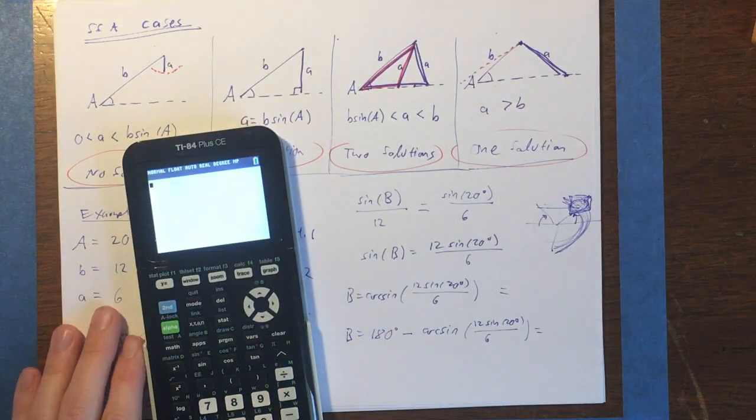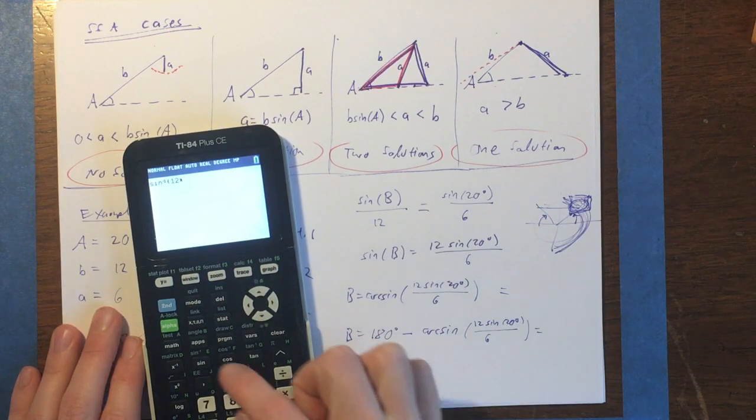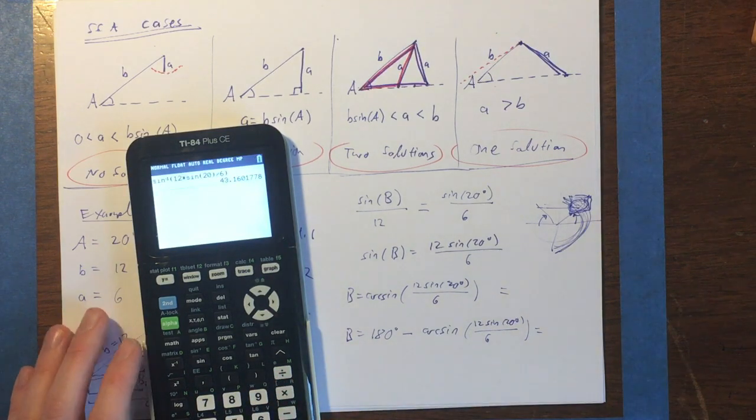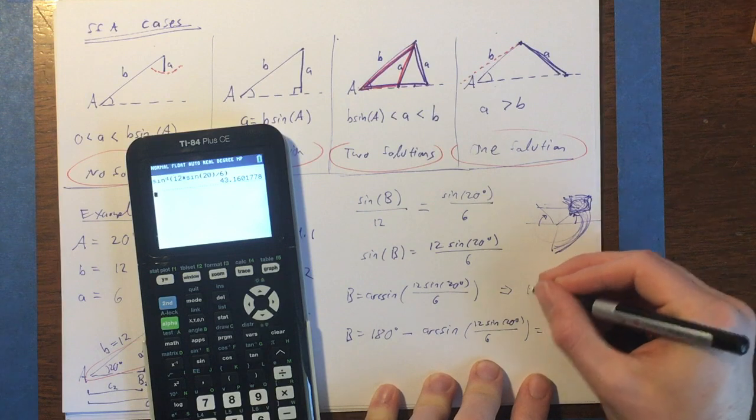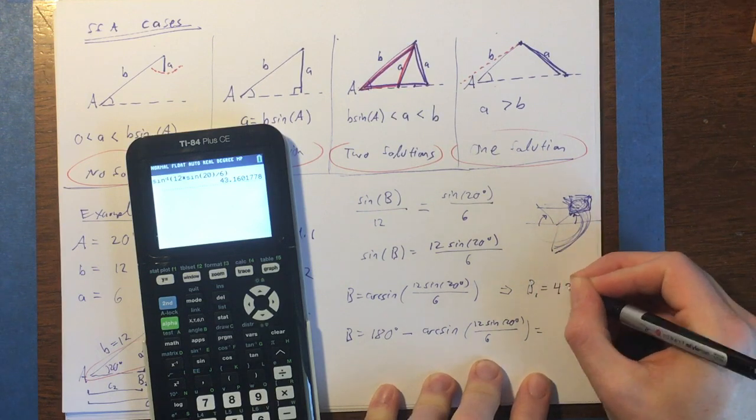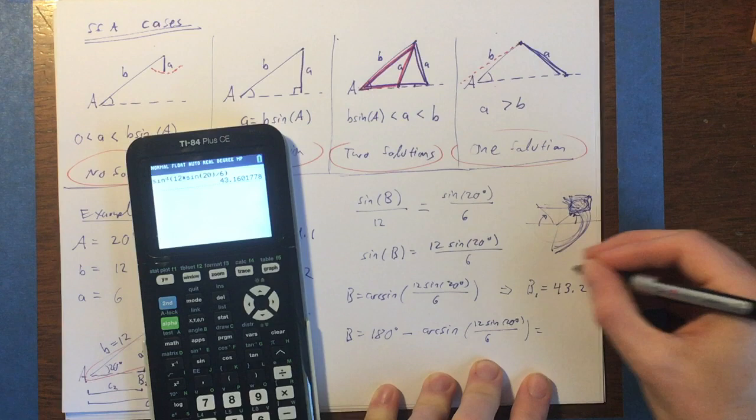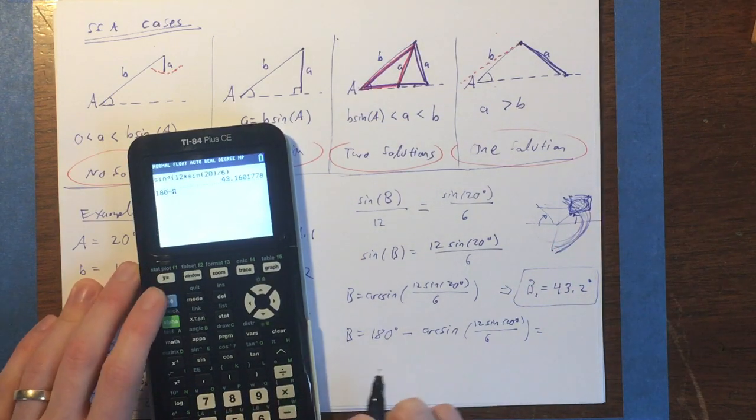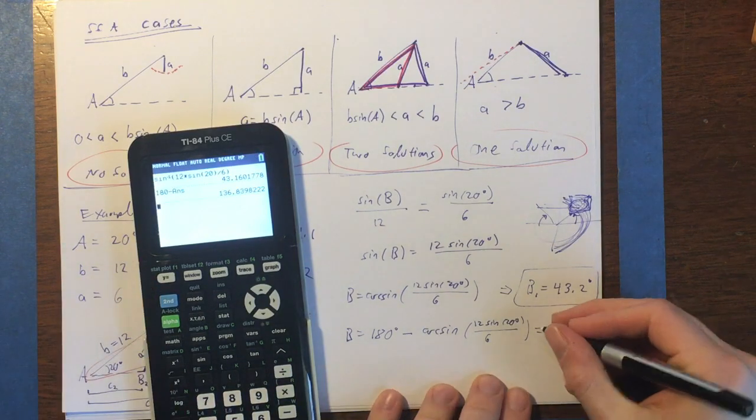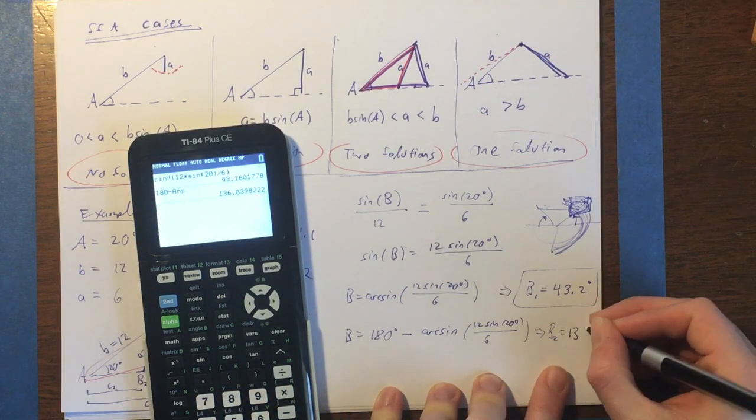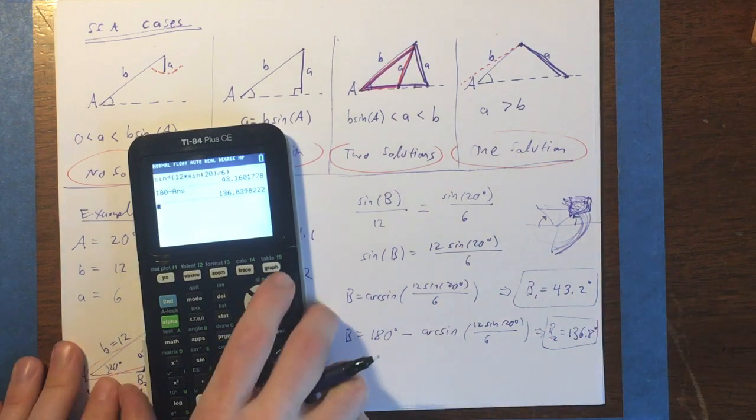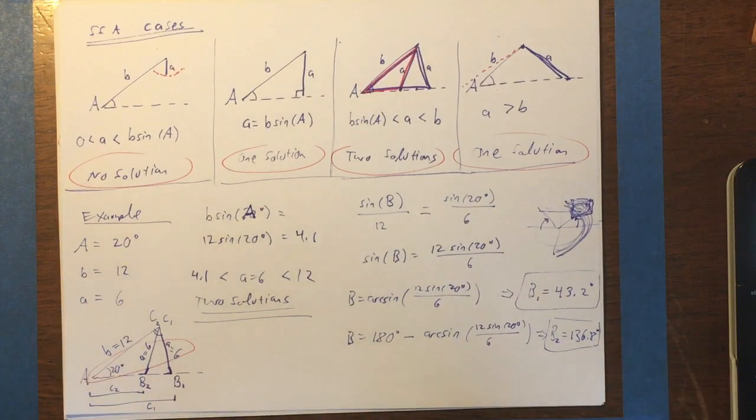So the first one is arc sine. We go arc sine of 12 times sine of 20 degrees divided by 6. That gives us one possible angle. I'm going to call that B1, which is 43.2 degrees. And then B2 would be 180 degrees minus that answer. And so here B2 is 136.8 degrees. There are our two possible angles. And you can see them.